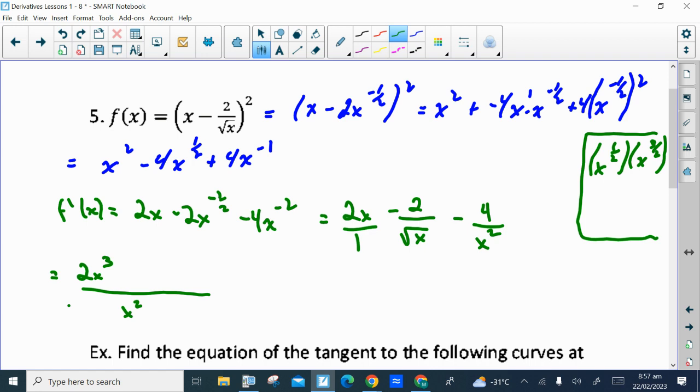Because when you multiply powers with the same base, you add the exponents. And when you add those exponents, you're going to get 4/2, which is 2. So you need to multiply top and bottom by x to the 3/2. So this 2 we multiplied by x to the 3/2. And that last term already has our denominator of x squared. So essentially you're multiplying top and bottom by 1.